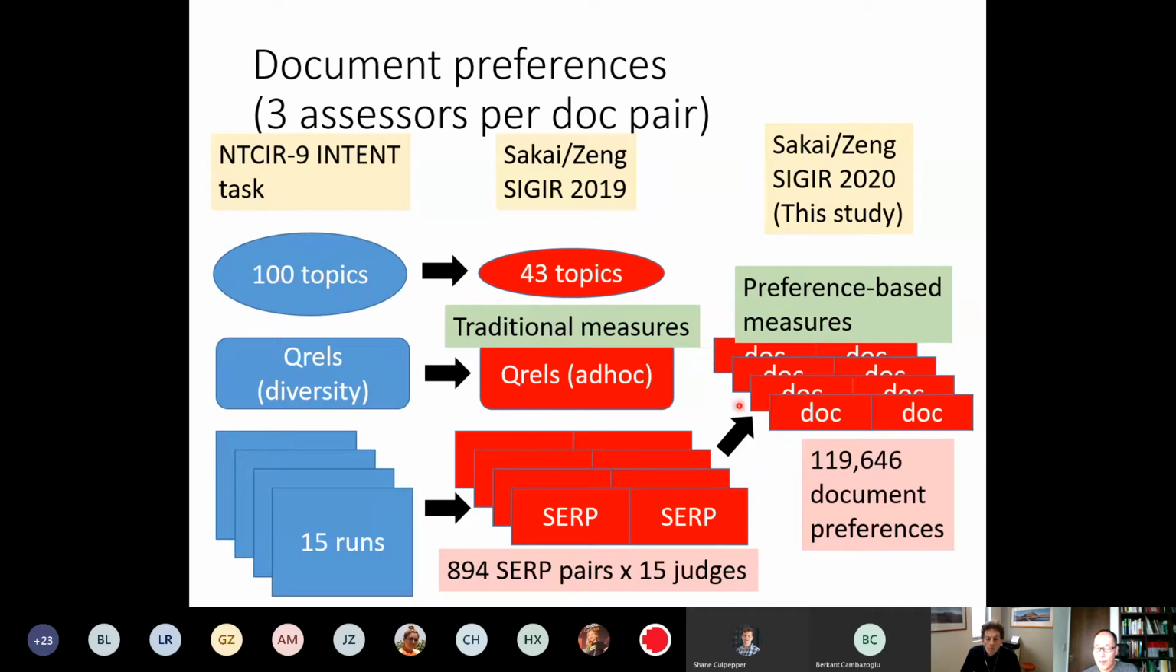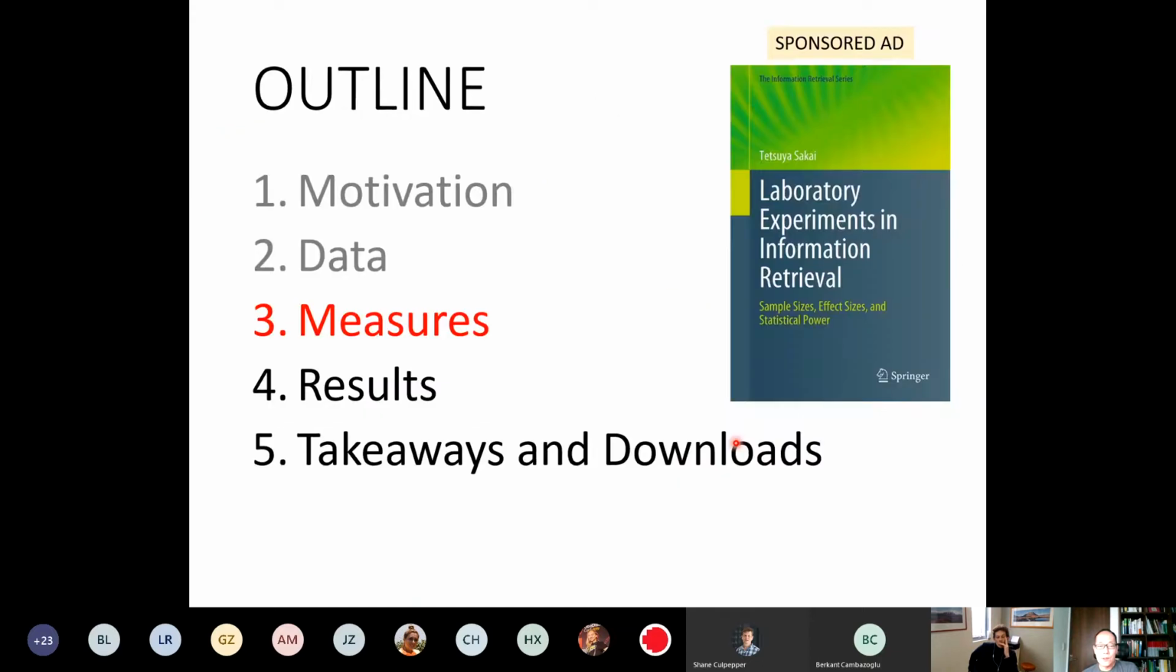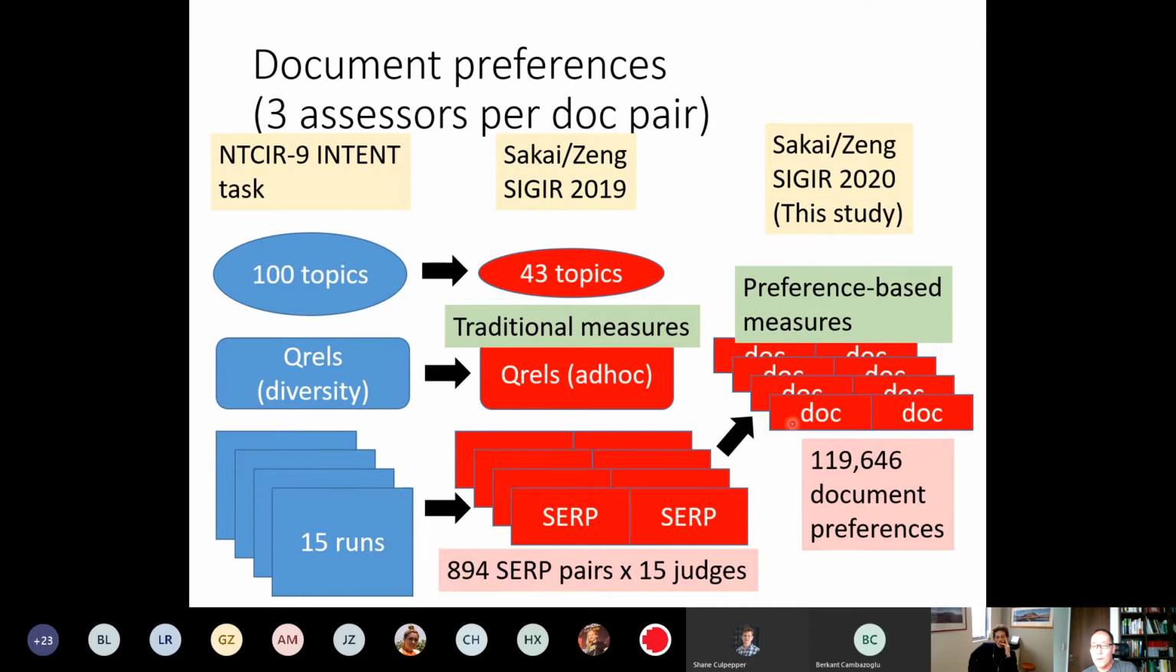For every document pair, 3 assessors were hired and independently made document preference assessments. So there is a redundancy. For every document pair, I have 3, sometimes 2 different document preferences. So this is the new data set released publicly. Using these document preferences, now I can compute preference-based measures proposed by Ben Carterette and his colleagues, and also traditional evaluation measures, and some of the measures I wanted to try for myself.